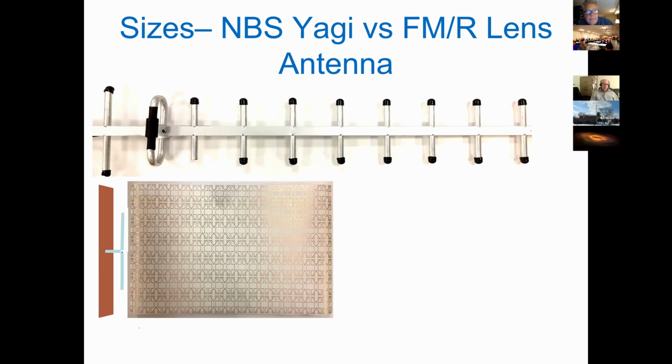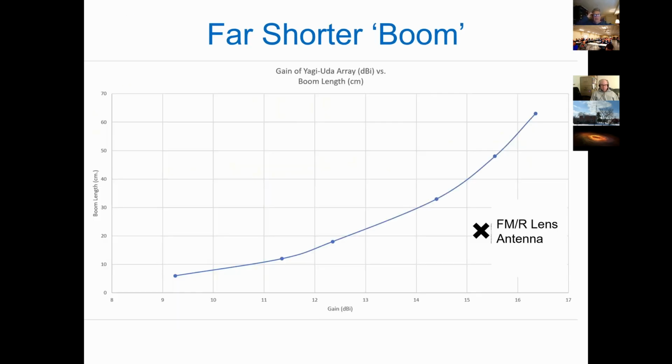Pretty dramatic. Now, if you go back to the boom length for a given gain for a Yagi-Uda antenna and compare that to the length of one of these fractal metamaterial antennas, you can see the fractal metamaterial is an X on this scale, and the solid blue line indicates what you get for a typical NBS style Yagi. So it's really off the chart compared to a normal NBS Yagi, or NIST Yagi as it were.